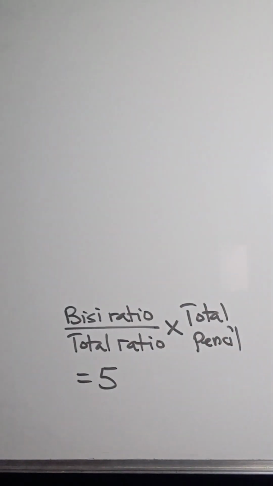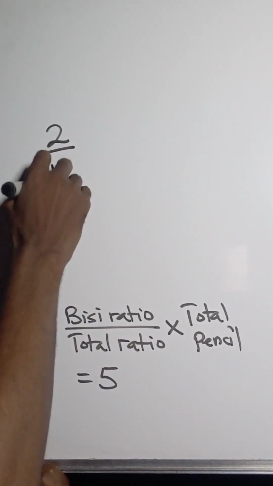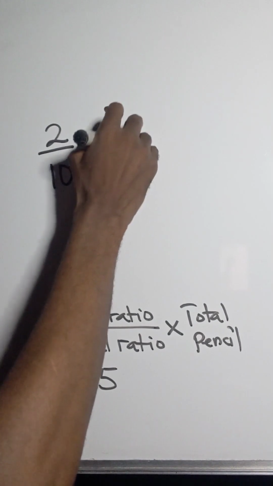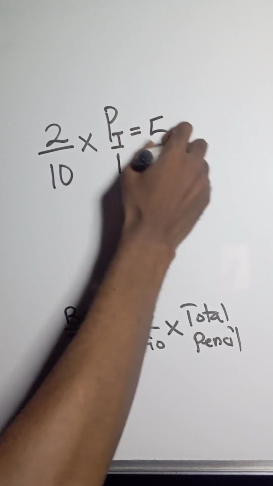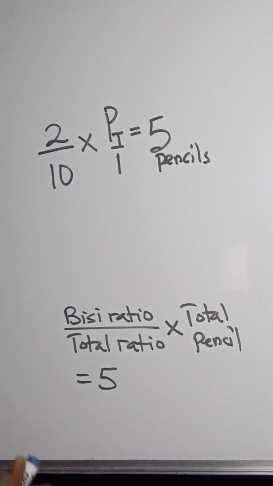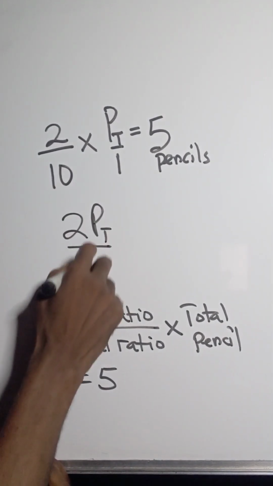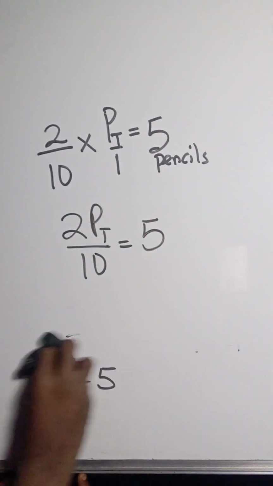Alright, so let's substitute and solve. From what we have, BC's ratio was 2, the total ratio we checked was 10, times the total pencils, PT, which we don't know, is equal to 5 pencils. We are meant to find the total number of pencils that were shared out. So 2 times this gives us 2PT all over 10 is equal to 5. Now what do we do to get PT?